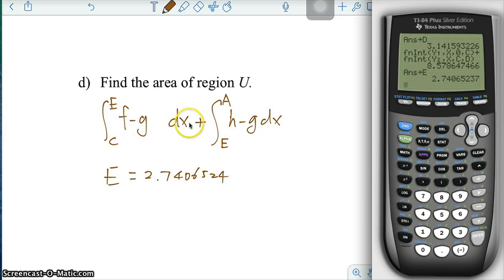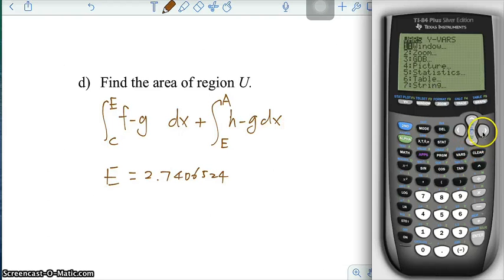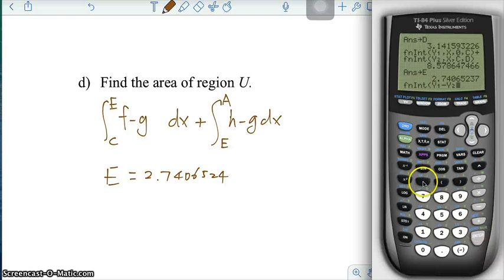We have A and C already memorized in the function. Now we can just go ahead and integrate this function. Math, integration. I want to use F minus G, so F is the first function minus G is the second function. With respect to x, the lower limit would be C, so type in C. The upper limit would be E, so type in E. Close the parenthesis.